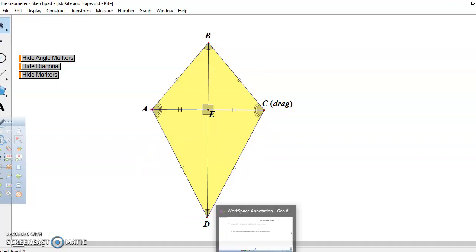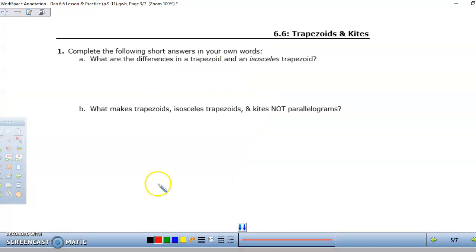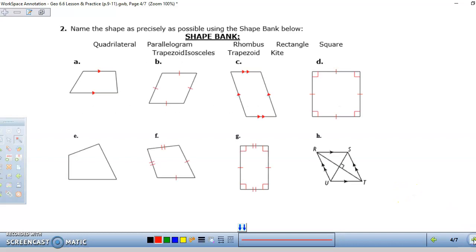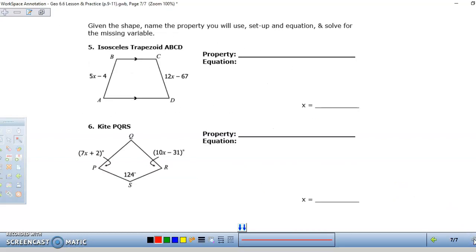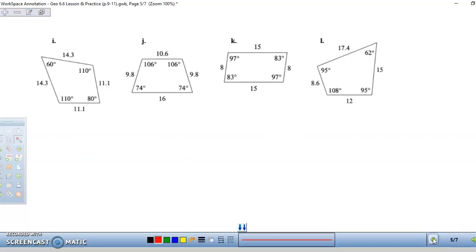Okay, with that demonstration, I want you to go back to number 1 and see if you can add any more information. So pause and add some more information here. Okay, welcome back. So that is it for the notes. We will be going through the rest of these in class to practice what we have just learned.